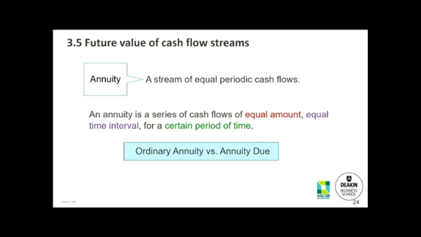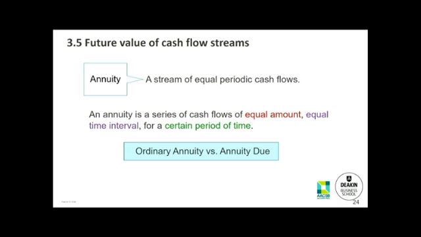Once you confirm this cash flow stream is an annuity, then you need to differentiate whether it is an ordinary annuity or an annuity due. How? Very easy. Ordinary annuity starts at the end of the year. Annuity due starts right now. Very simple example.